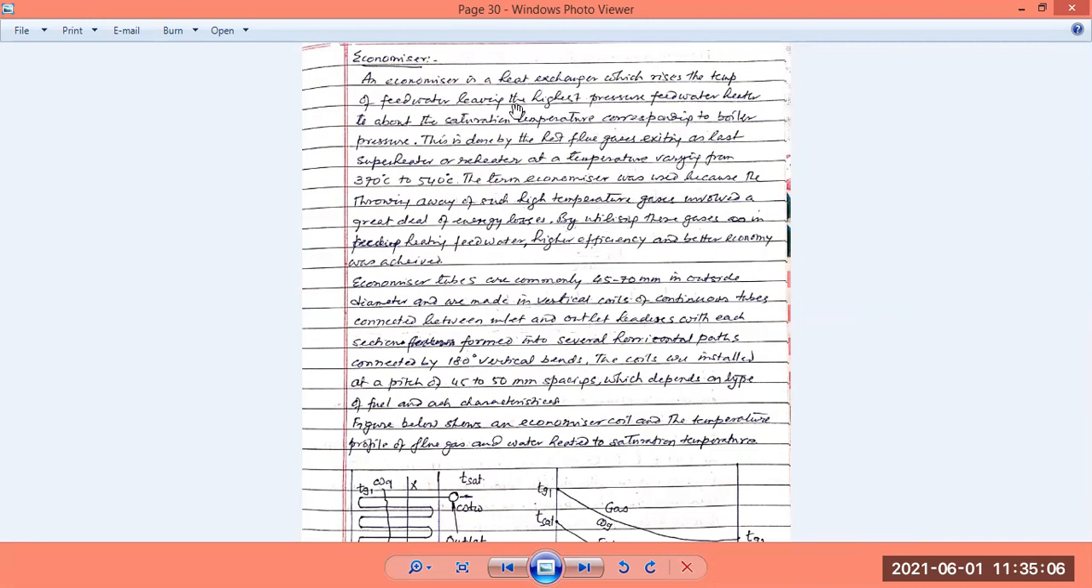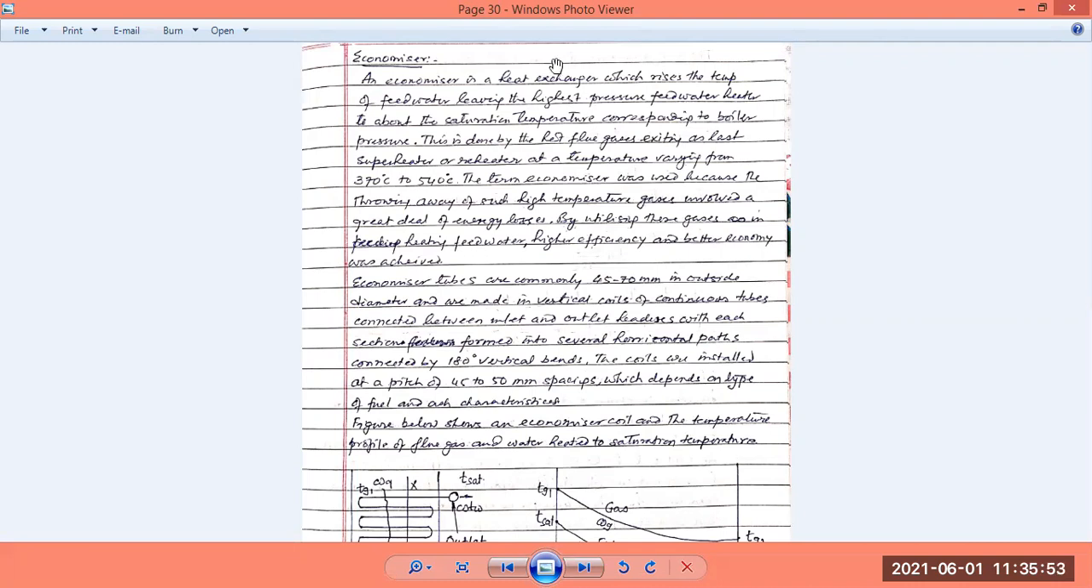So we have to keep the temperature of feed water, leaving the highest pressure feed water heater, at about the saturation temperature corresponding to the boiler itself. Leaving the highest pressure feed water heater to about saturation temperature.